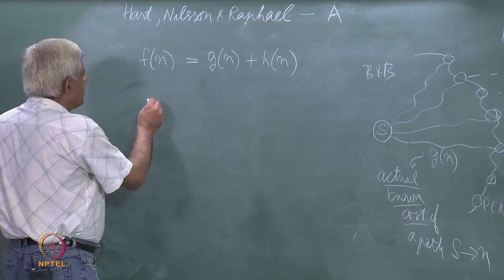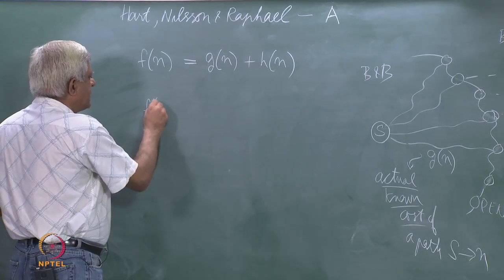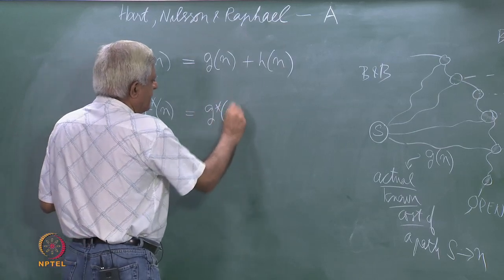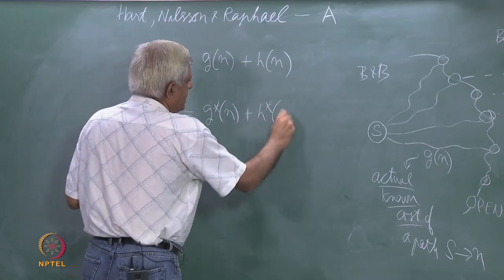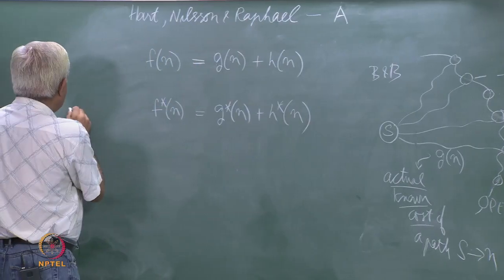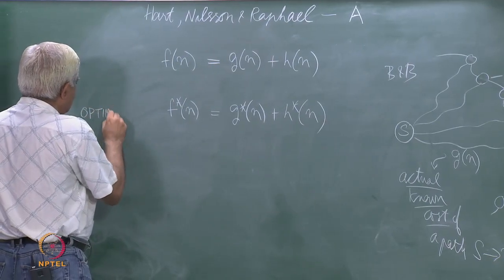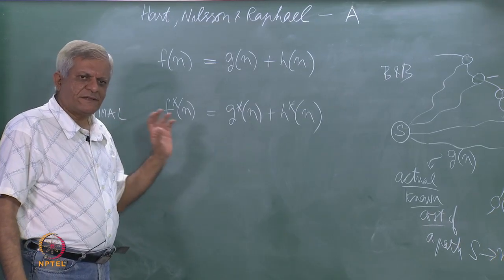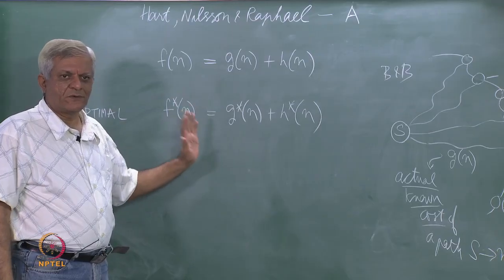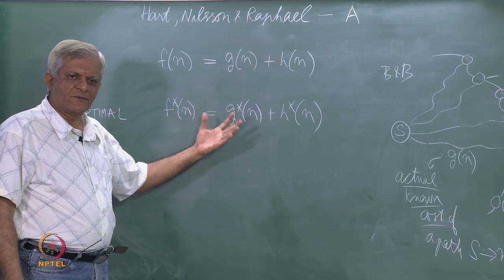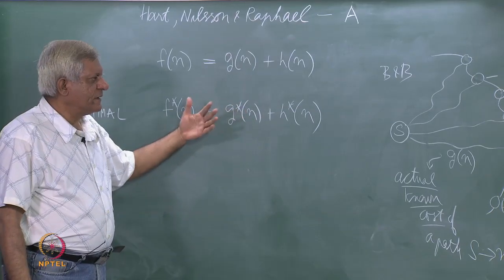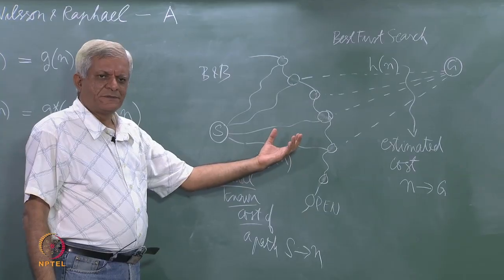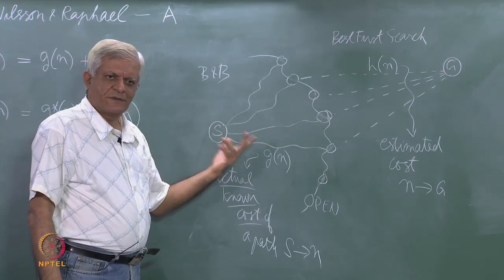Now, we use these terms f star of n is equal to g star of n plus h star of n, and these are optimal costs. So, whenever we use the term star, they just denote the optimal cost. We may or may not know them essentially. In fact, we do not know them most of the time essentially. Even if we have found a path from some node to some intermediate node, we do not know what the actual cost is.